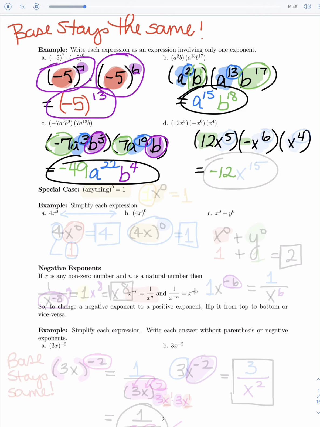Then combining all the x's, we've got an x to the 5th, an x to the 6th, and an x to the 4th. Remember, we're multiplying, the bases all match, so that will stay the same, and we're just going to count up what we have. 5 x's plus 6 x's is a total of 11, plus 4 more is a total of 15 x's. So we've got negative 12 x to the 15th, and that's our final answer.